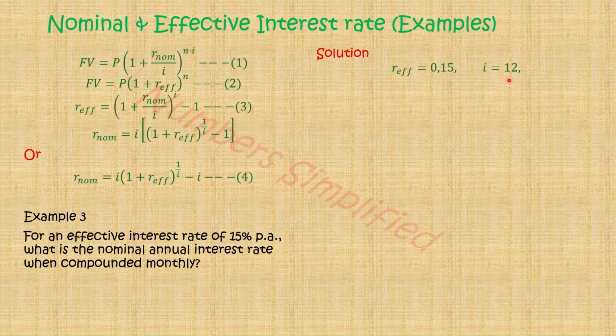So with these variables that we have, and also the variable that we're looking for, which is the nominal annual interest rate, the ideal formula to use is formula 4. So we can use either of the two from 4. Right, so we are going to use the first one. So substituting for the effective annual interest rate, we are going to have that as 0.15, and also the i is 12.